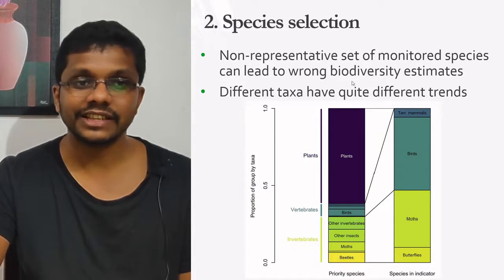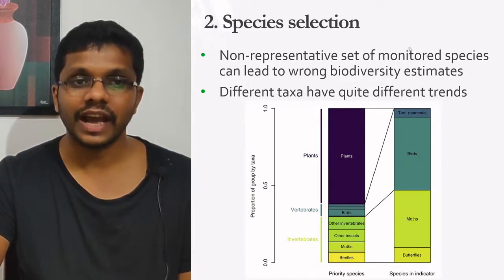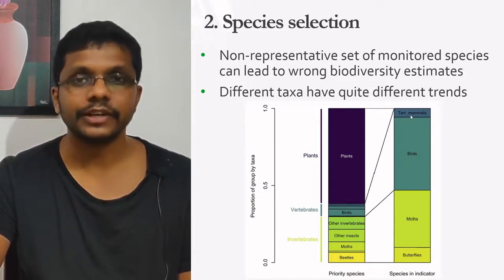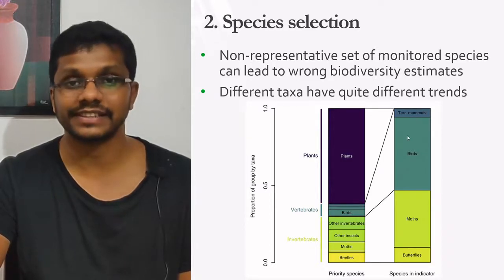So there is a difference between the actual composition and our indicators, which is a huge issue because only a few species are represented in the indicators.